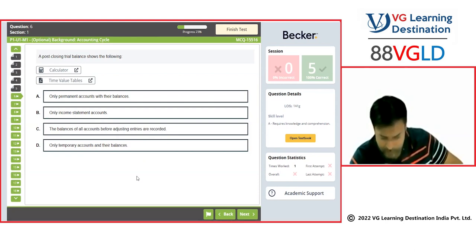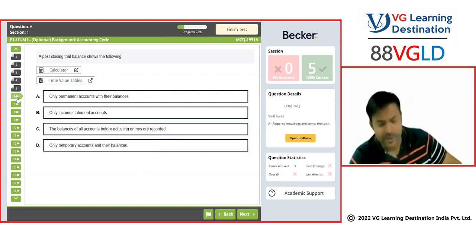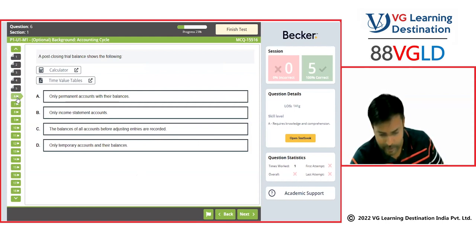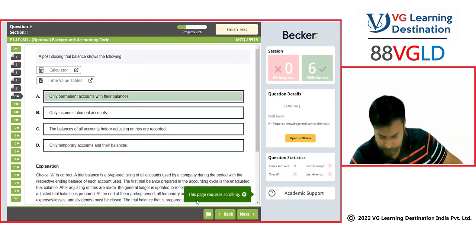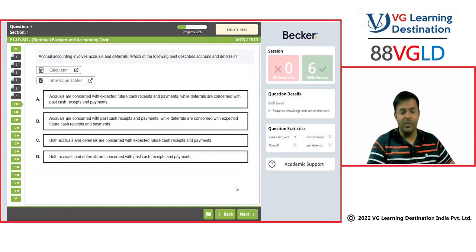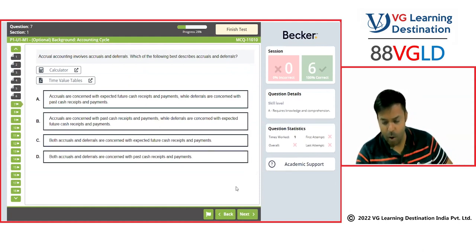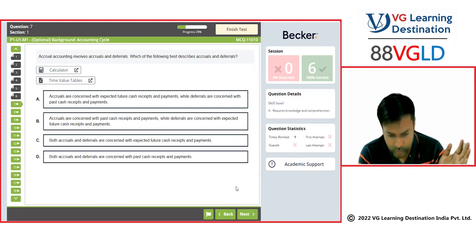So I'm leaving this for the time being. You will read this, you'll understand that better. But generally, it is going to be the permanent accounts with their balances. It should be A, but read and then attempt again. Should be A. But I don't think any question related to the trial balance would be part of the CMA, as this is an optional topic only. So you can skip that also, but read it once, just like miscellaneous reading.